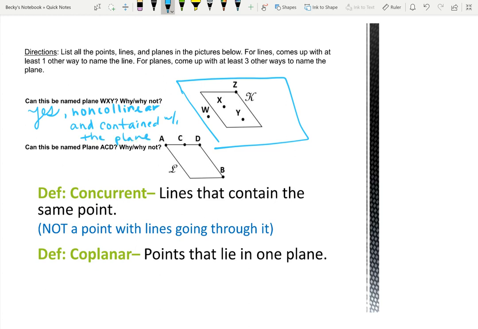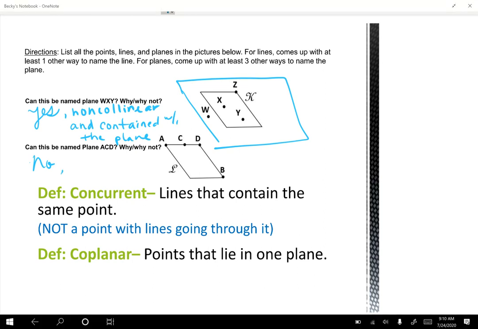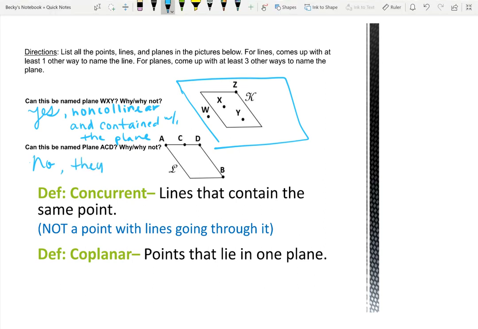Okay, moving on. Can you name a plane ACD? So, are they on the plane? They're in the plane, but are they non-collinear? No, they're not. So we're going to say a big no because they are collinear. All right.